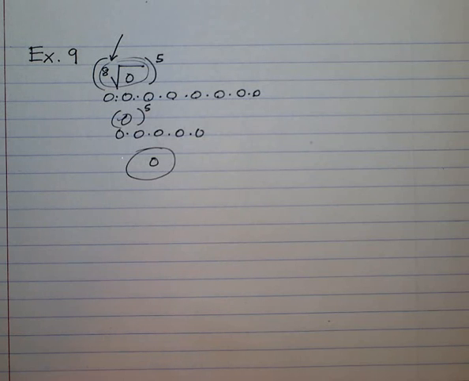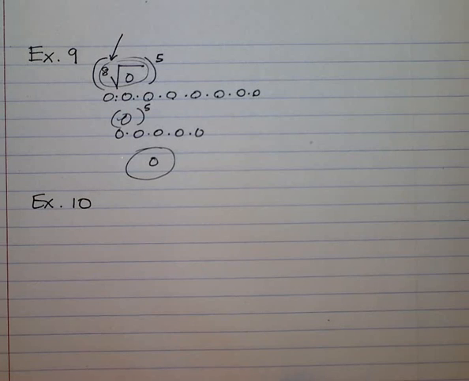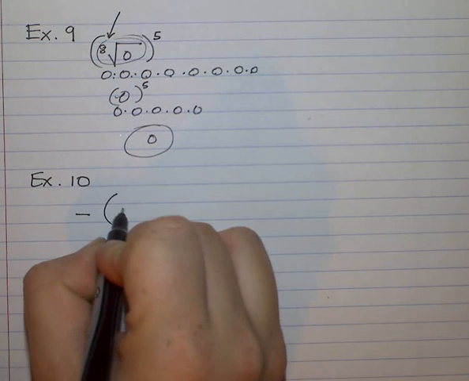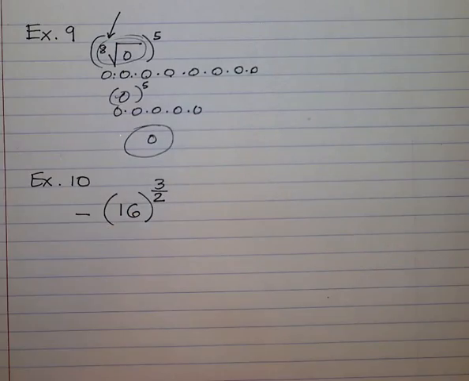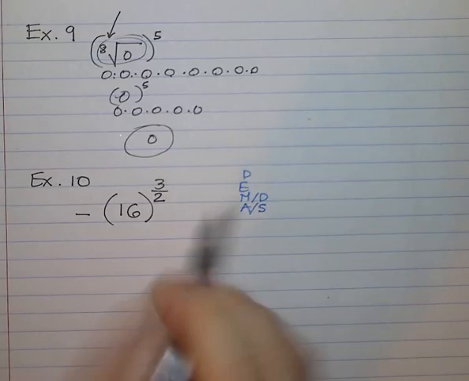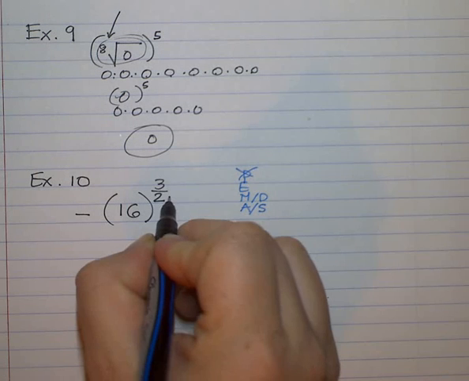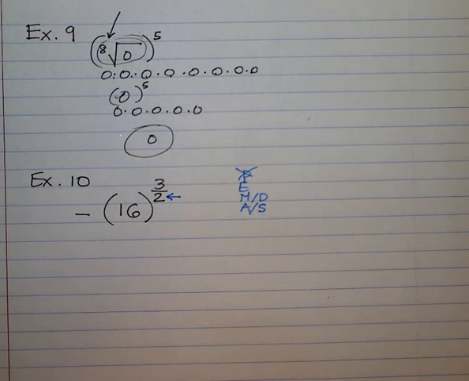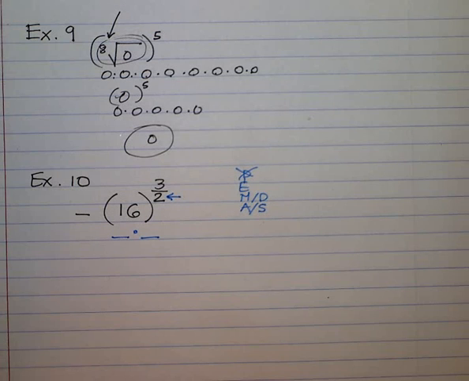Example number 10. So back to rational exponent form, and think again of PEMDAS. There are no parentheses that require work inside, so we're going to go to the exponents. With the rational exponents, we're going to start with the bottom number. What two numbers, when multiplied, give you an answer of positive 16?